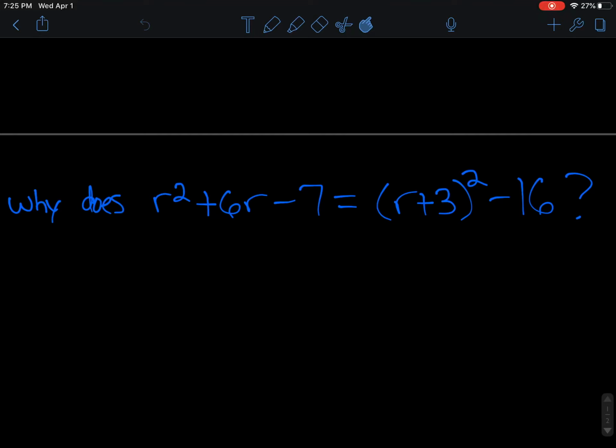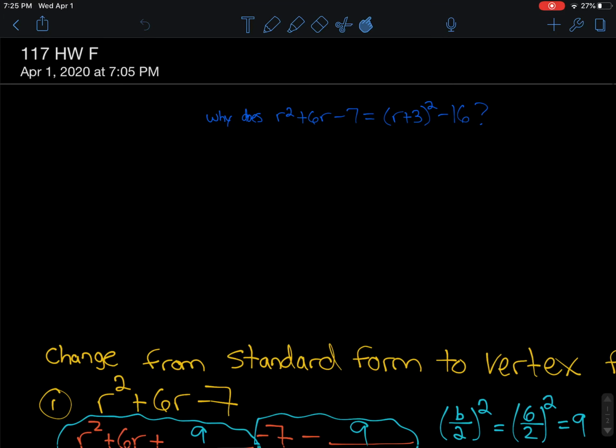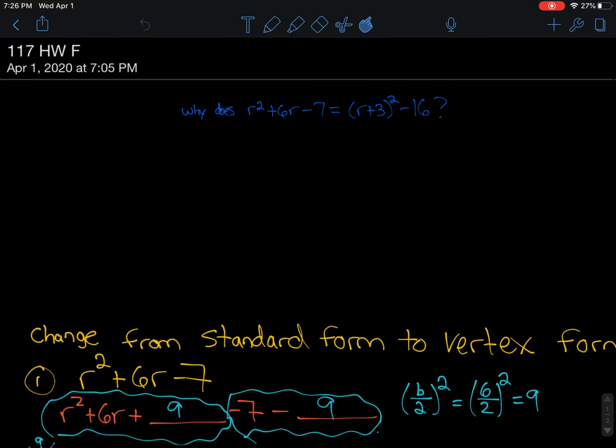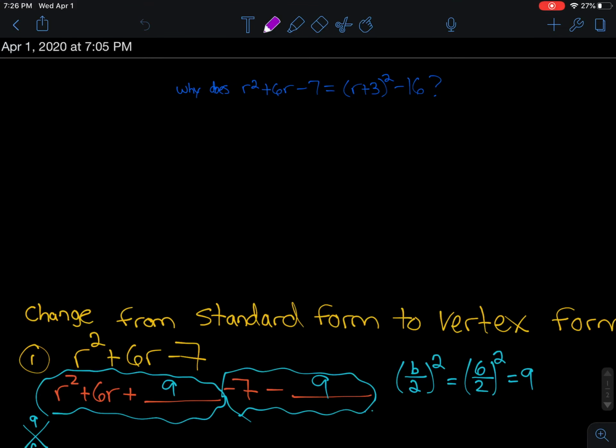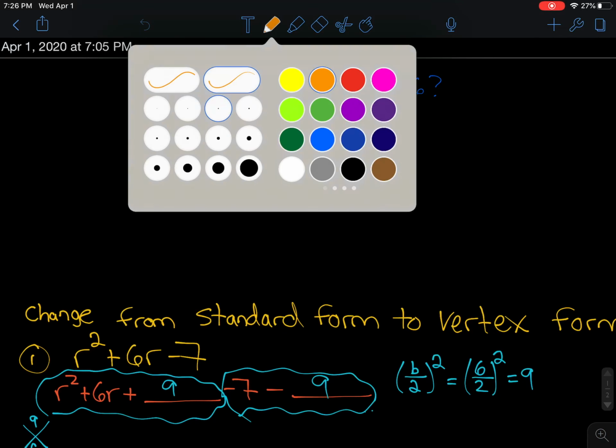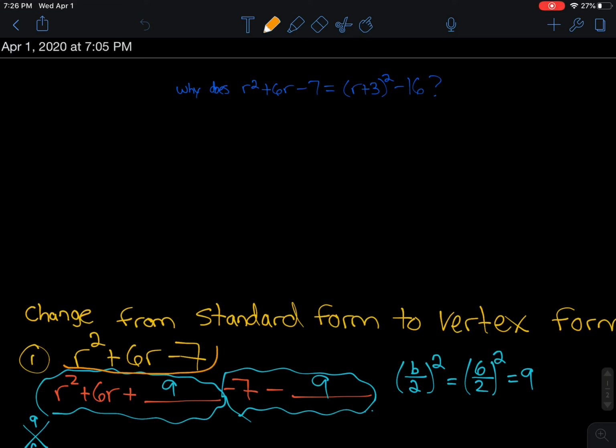I'm actually going to do a proof with you with concepts that we have learned so far this year. So let's say we start with the left side. In other words, I want to change from standard form to vertex form of number 1. So how can I change r squared plus 6r minus 7 to vertex form?